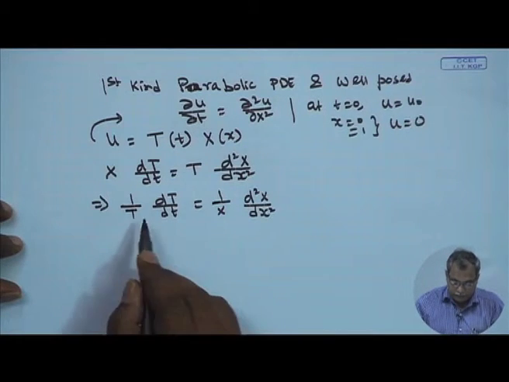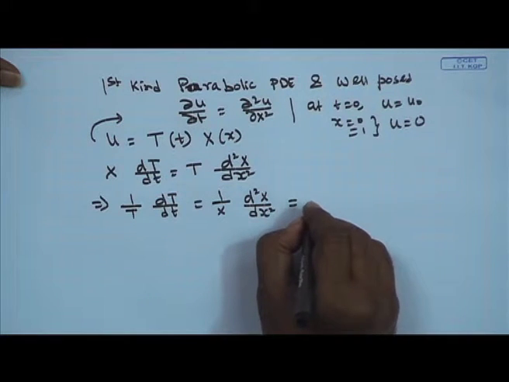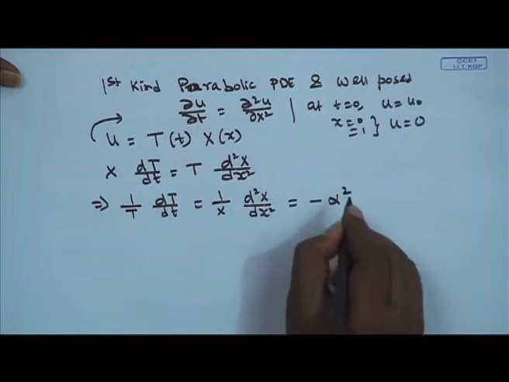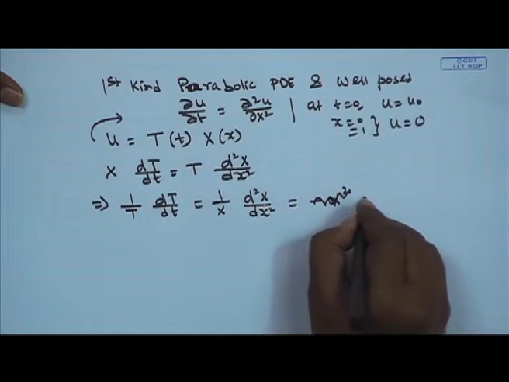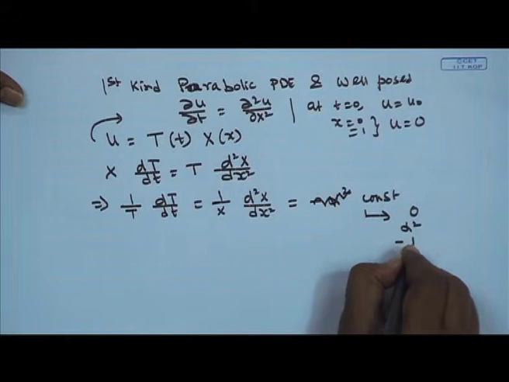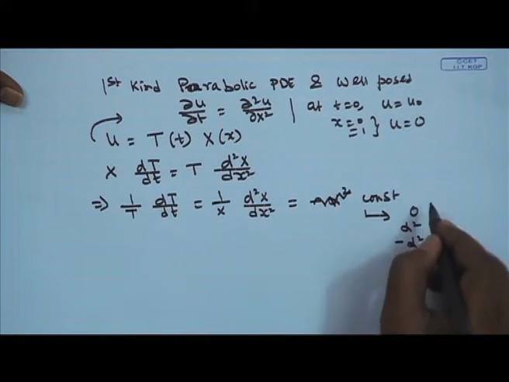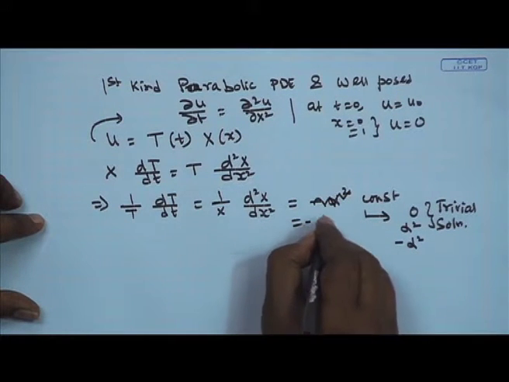Now the left hand side is a function of time only, the right hand side is a function of space only, and they are equal. Therefore they will be equal to some constant, and this constant can be positive, negative, or 0. If it is 0 or positive, we will get a trivial solution, as we have already seen earlier. So the constant has to be negative, so this will be equal to minus alpha square.